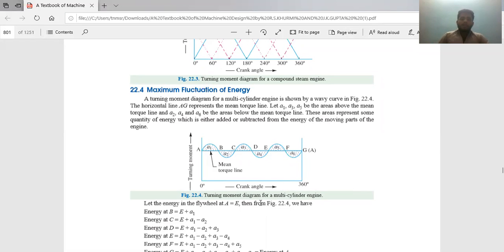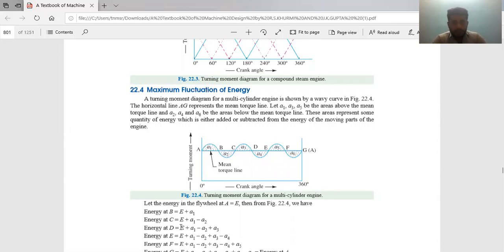Fine. So let us mark all these points A, B, C, D, E, F, and G. The area between A and B is small a1, between B and C is small a2, and so on till F to G, which is small a6. Now, if I want to calculate the maximum fluctuation of energy, I will calculate the energy at each and every point of the cycle, that means at points A, B, C, D, E, F, and G.